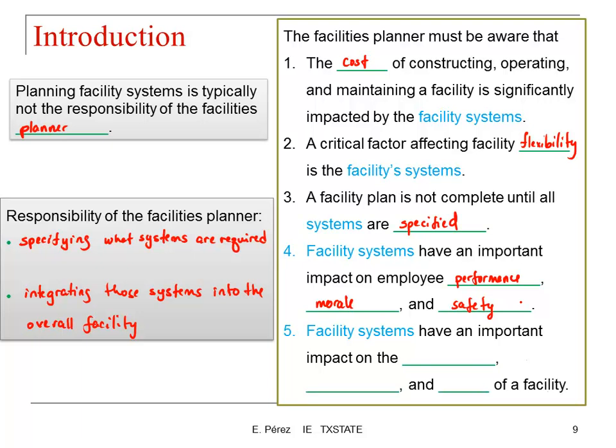Facility systems have an important impact on the fire protection, maintenance, and security of a facility. So planning for these systems is very important. And on the next slide, I'm going to list them again. What are the systems that we're going to be studying that affect the design of your facility? And what are these systems that are also required to have a final plan for your facility when you are trying to design a new facility?